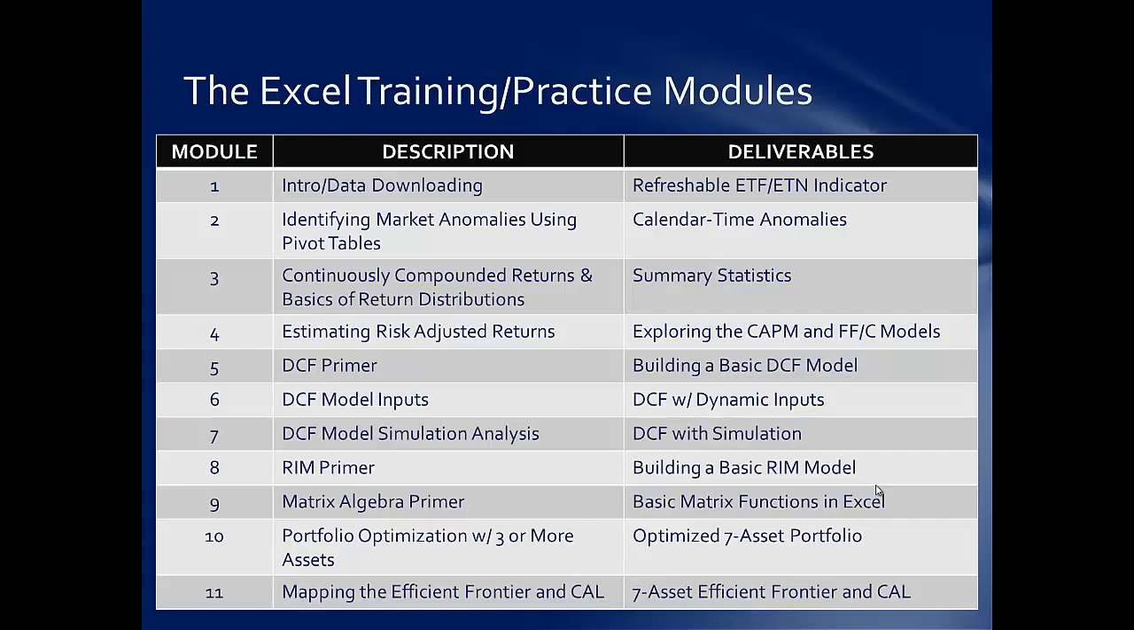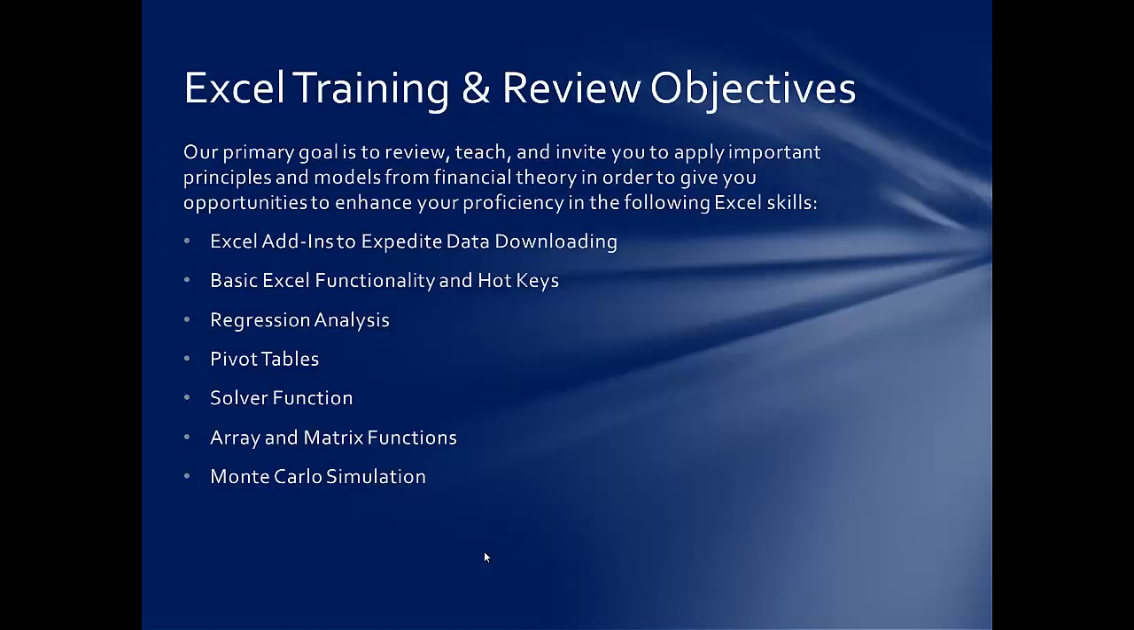So we can find ourselves on the map here, and we can see that this is the second to last Excel module for the semester. After this one, the last one will be mapping out the efficient frontier and the capital allocation line. As far as our Excel training and review objectives, you can see that we've covered almost everything on here.